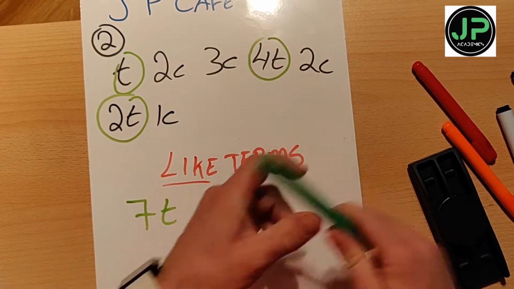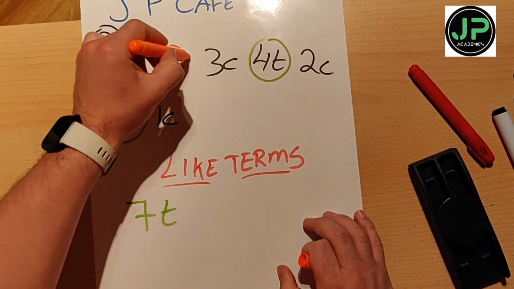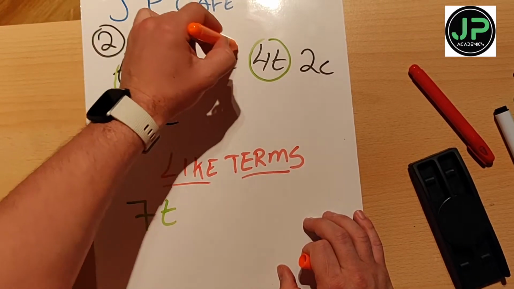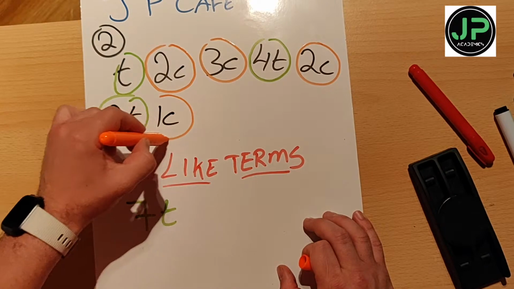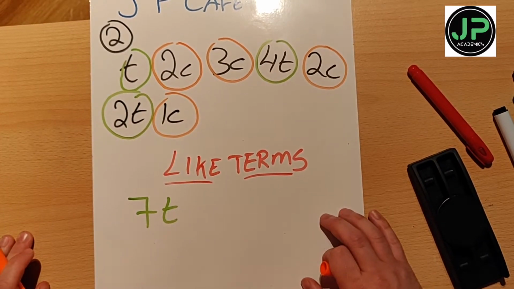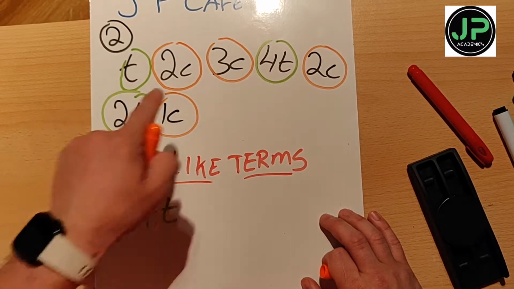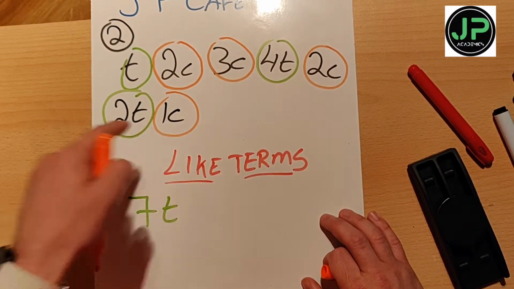Now, go to the coffees. Get the orange marker out and circle all of the coffees. Whatever is left over. Now, I hope you can see it in the camera, we can count the orange circles. So 2 plus 3 is 5, plus 2 is 7, plus 1 is 8.